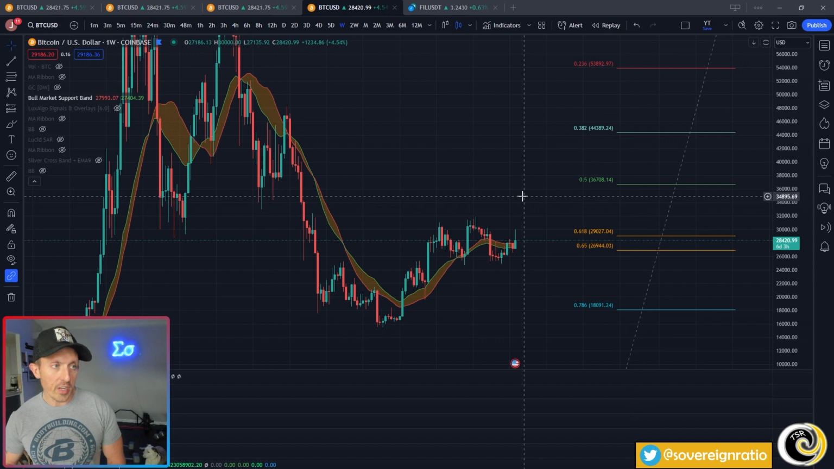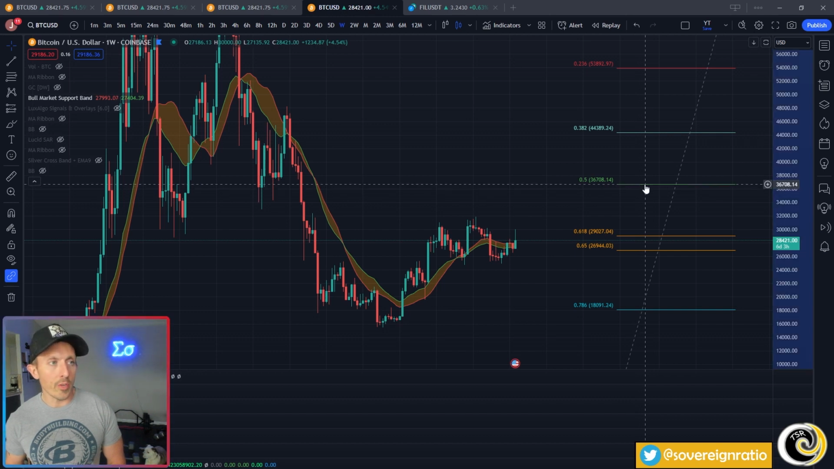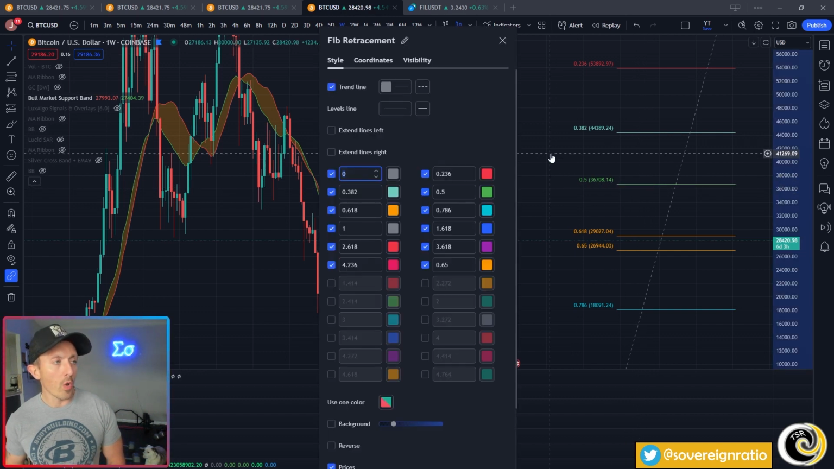Also, I mentioned just a second ago that the 618 to the 65 is called the golden pocket. And this is actually a configurable tool. So if we double click on it, there's a lot of options here.